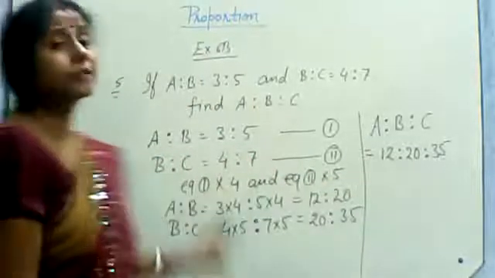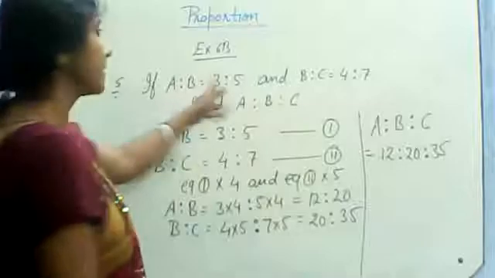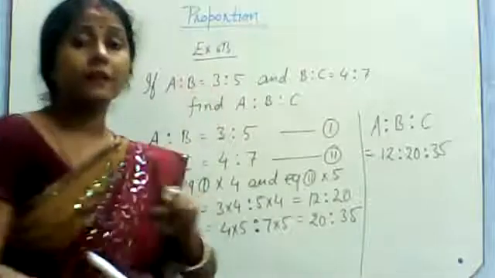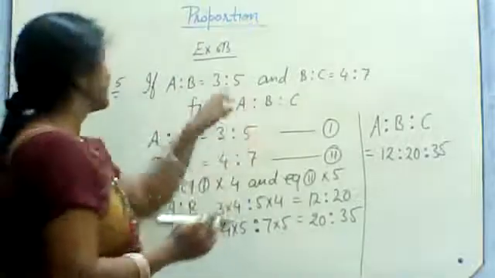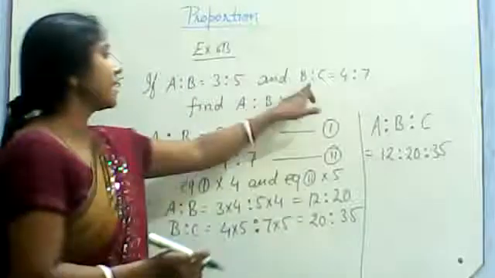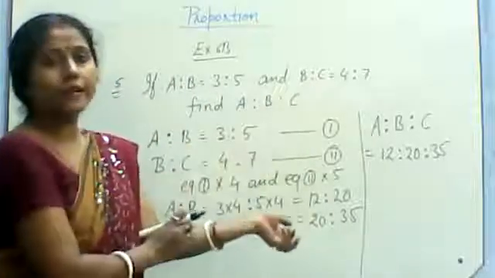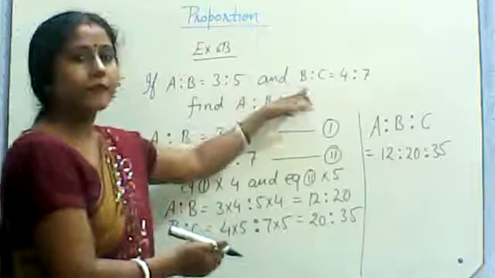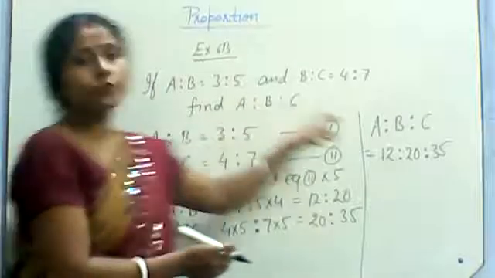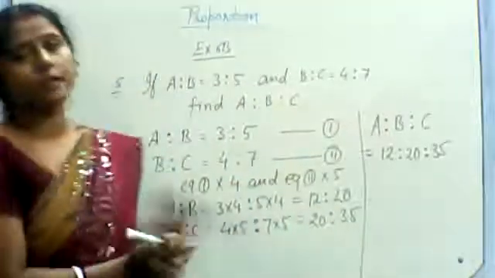So this is the method to find it if two ratios are given and one term is the same in both, B and B. One term is common in both. So you have to find out A ratio B ratio C. So this method you can apply.